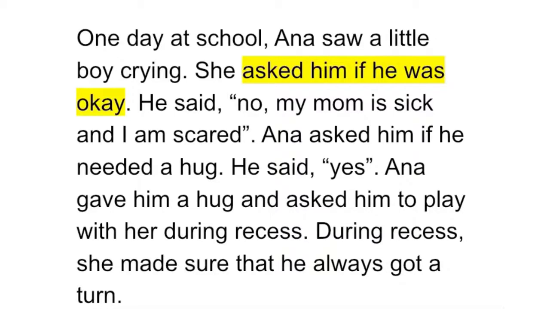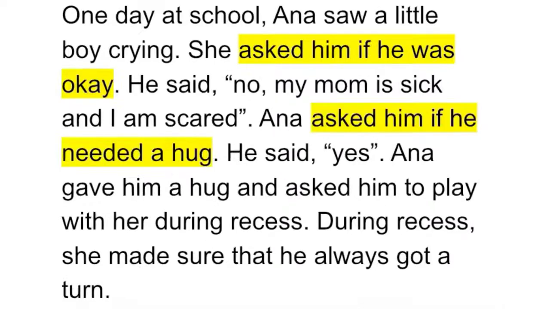Let's look at some of the things that Anna does in order to determine whether she was a good character or a bad character. Now, one of the things that she does right away is she asked him if he was okay. And that's usually something that nice people do when they see that somebody else isn't feeling good or they're feeling sad. You check on them to see if they're okay.